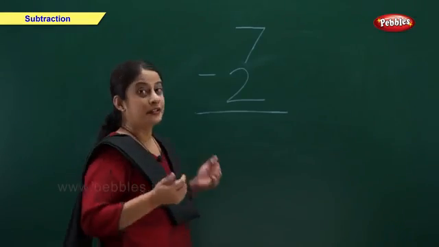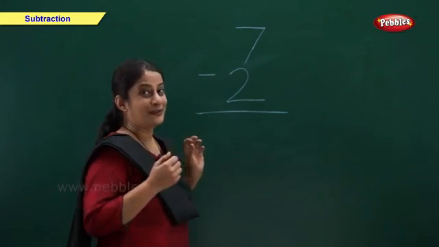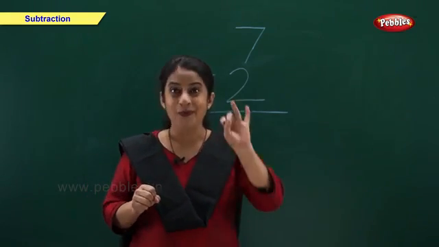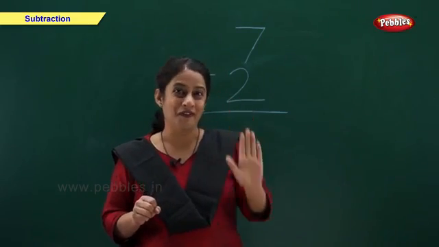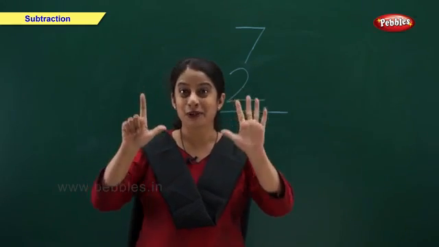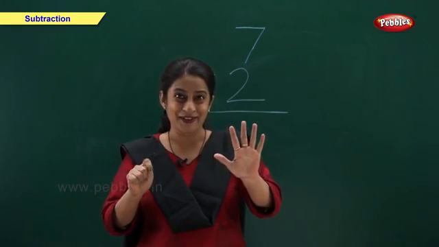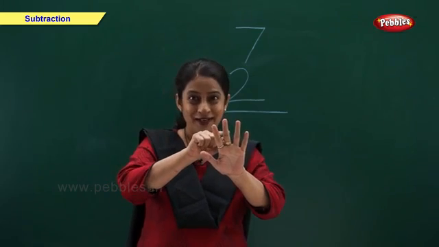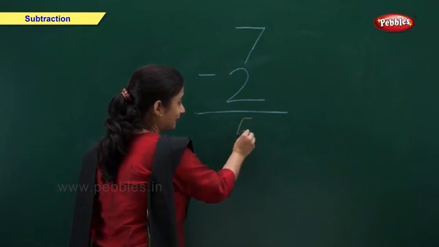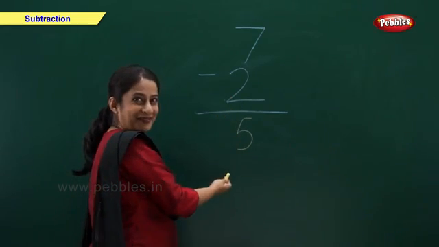Now we have 7 minus 2. So let's count and write. 1, 2, 3, 4, 5, 6 and 7. Now we'll minus 2 from 7. 1, 2. So how much left? 1, 2, 3, 4, 5. So 7 minus 2 is equal to 5.